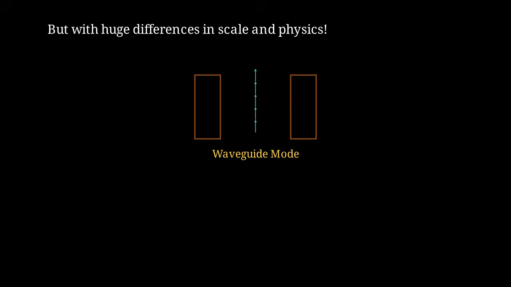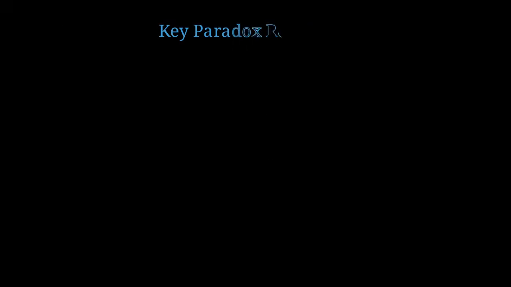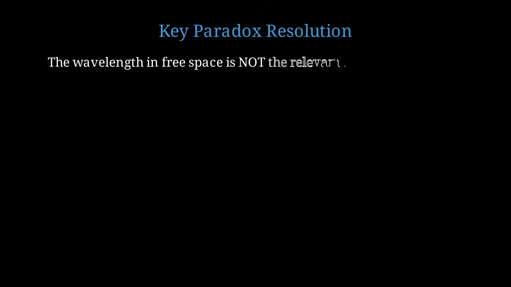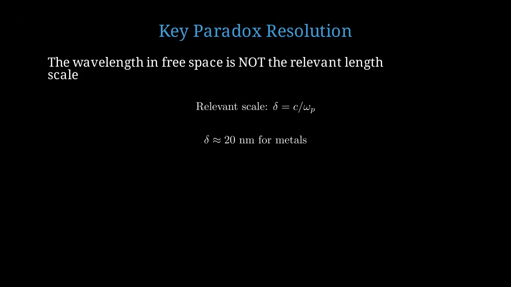So how do we resolve the central paradox? How can light truly become smaller than its wavelength? The key insight is that the free space wavelength is not the relevant length scale for plasmons. The relevant scale is the skin depth delta, which equals c over the plasma frequency omega p. For typical metals, this skin depth is approximately 20 nanometers, much smaller than optical wavelengths.